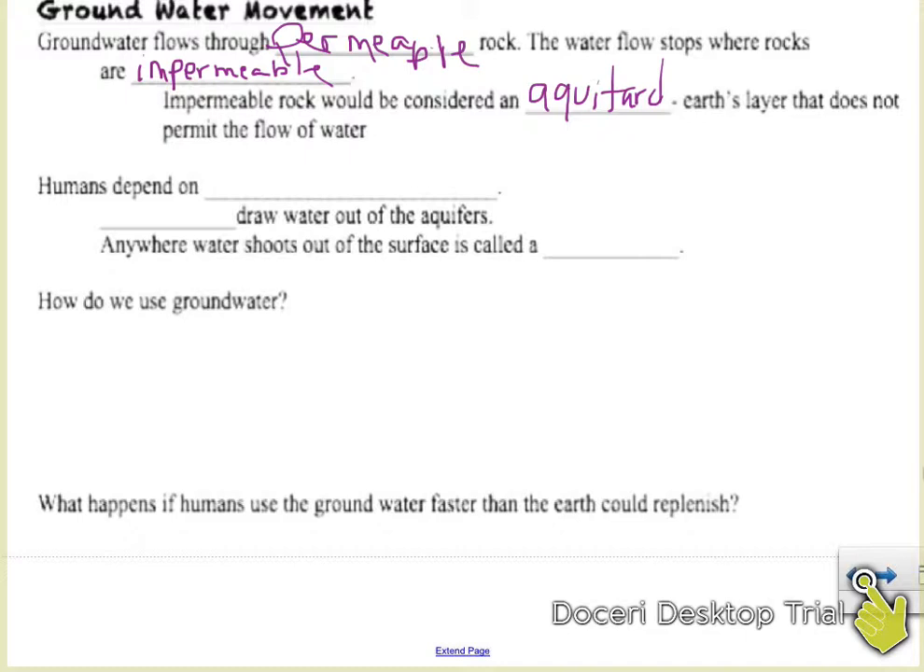Us humans, we are also considered animals, right? We depend on groundwater, which is the same thing. You could put in parentheses aquifers, because groundwaters are aquifers. What do we use to draw water out of the aquifers, Chris? Wells.